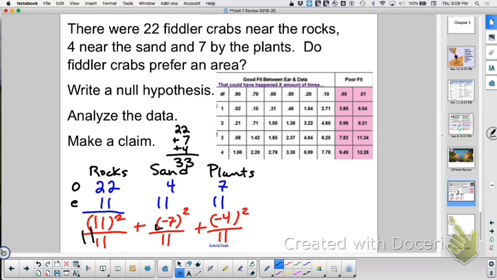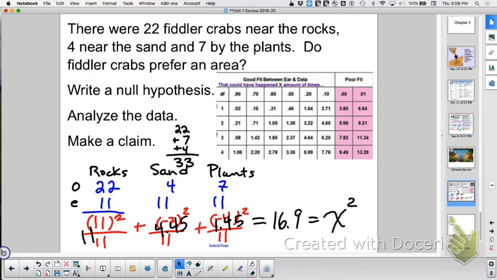4. Okay. And 4 times 4 is 16. 16 divided by 11 is? What is it? 1.45. Okay, so I add up that, and what does that equal? 16.9, and that is the chi-squared value. Does it look significant? It does look significant. There's something going on there.